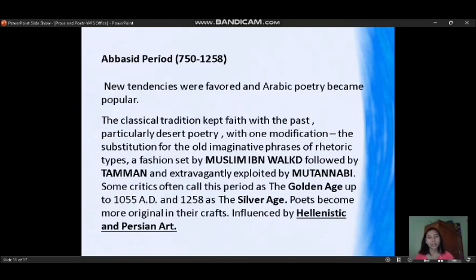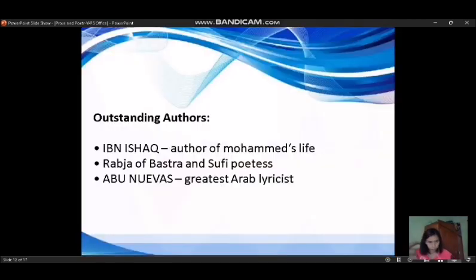Some critics often call this period the Golden Age, up to 1055 AD, and 1258 the Silver Age. Poets became more original in their crafts, influenced by Hellenistic and Persian arts. So outstanding authors are Ibn Ishaq, the author of Muhammad's life, Rabia of Basra, a Sufi poetess, and Abu Nuwas, the greatest Arab lyricist. Sorry, correct me if I'm wrong on the pronunciations.